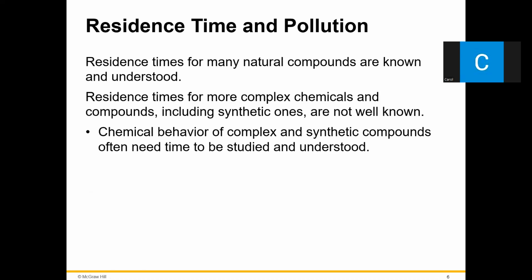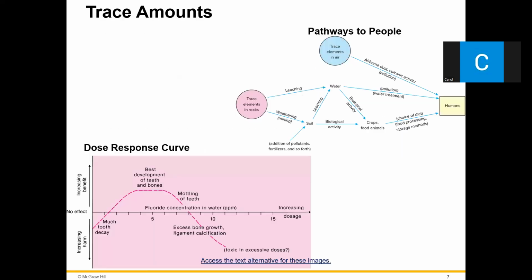Residence times for many natural compounds are known and understood. Residence times for more complex chemicals and compounds are not well known. Chemical behavior of complex and synthetic compounds often need time to be studied and understood. And I think a lot of this, especially the synthetic, like later we'll talk about how many new chemicals are being created each year. There just isn't time to really understand how long it takes for them to become saturated and things like that.